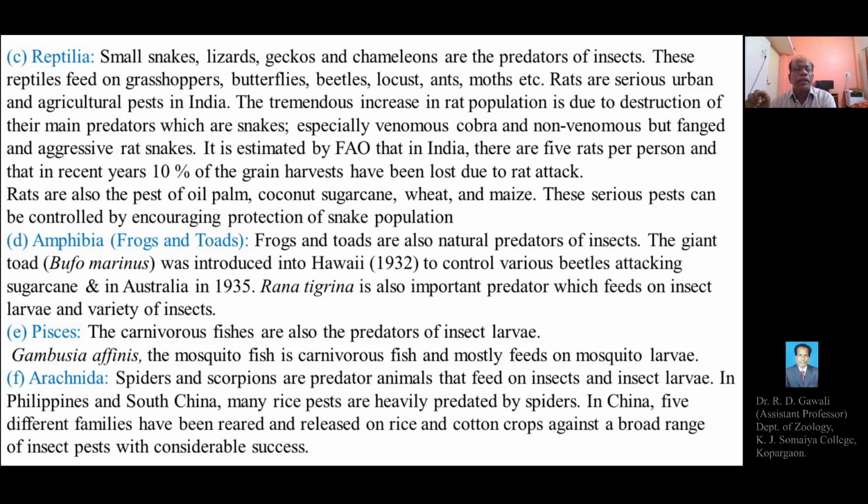And in Australia, the same was used for biological control in 1935. Rana tigrina is also an important predator which feeds on insect larvae and a variety of insects. Rana tigrina is a common frog of India, or Maharashtra, and is an important predator feeding on insects, different types of larvae, and different species of insect pests.